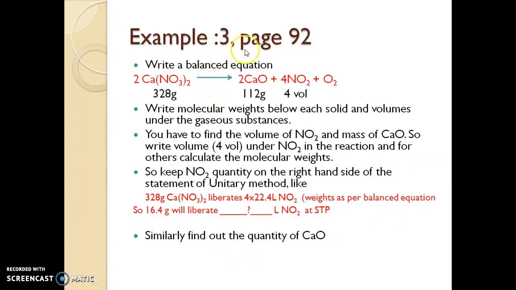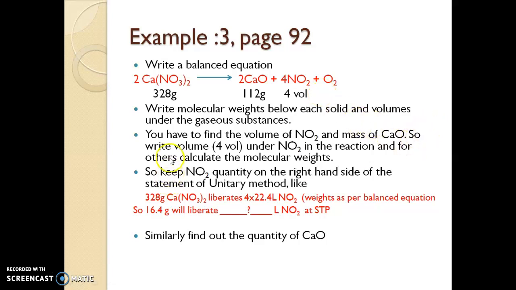Go to example 3 of page 92. First you write down the balanced equation the way I have written over here. I have calculated the molecular weight. So now write the molecular weights below each solid and volumes under the gaseous substances. Now here I would like to mention, you just write out the volumes of the gaseous substances or whatever molecular weight of the solids which are required as per the questions. You have to find out here the volume of nitrogen dioxide and mass of calcium oxide. So I have not shown anything under the oxygen. Now oxygen clearly mentioned that it is one volume, that is 22.4 liter.